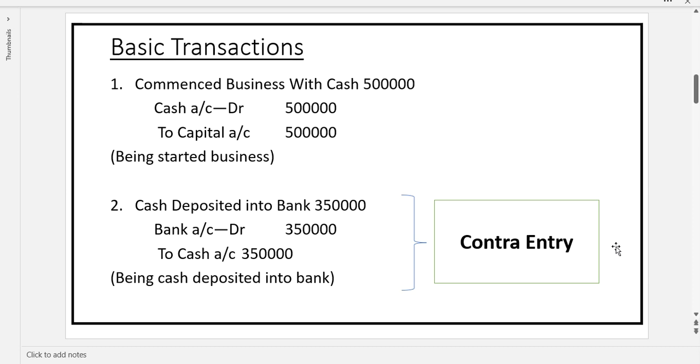Observe here, I have mentioned something like contra. So what is this contra entry? This is a transaction where the bank ledger and cash ledger both need to be affected in one journal entry, one on the debit side and the other on the credit side. This kind of transaction is called a contra entry. Let me explain. Here it is cash deposited into bank, so bank account debit to cash account. This is the entry we have written.